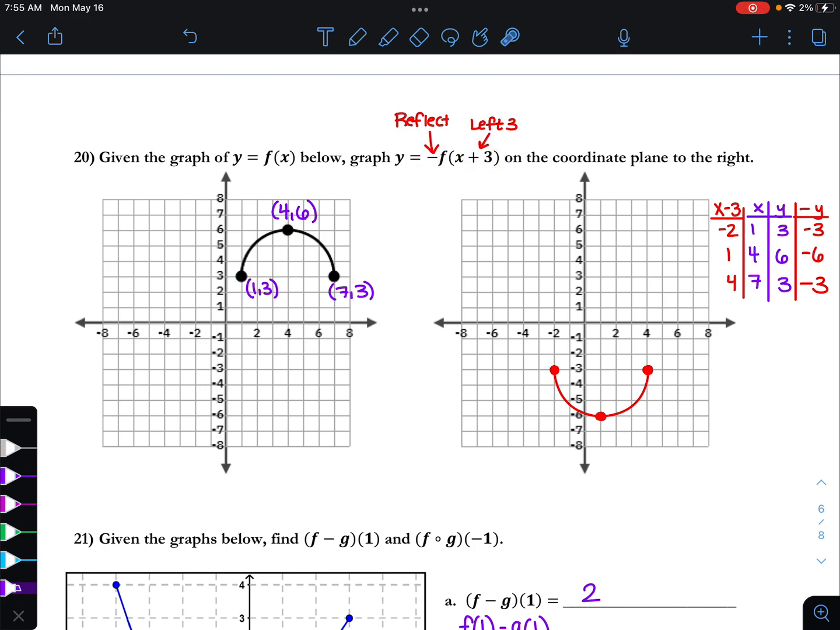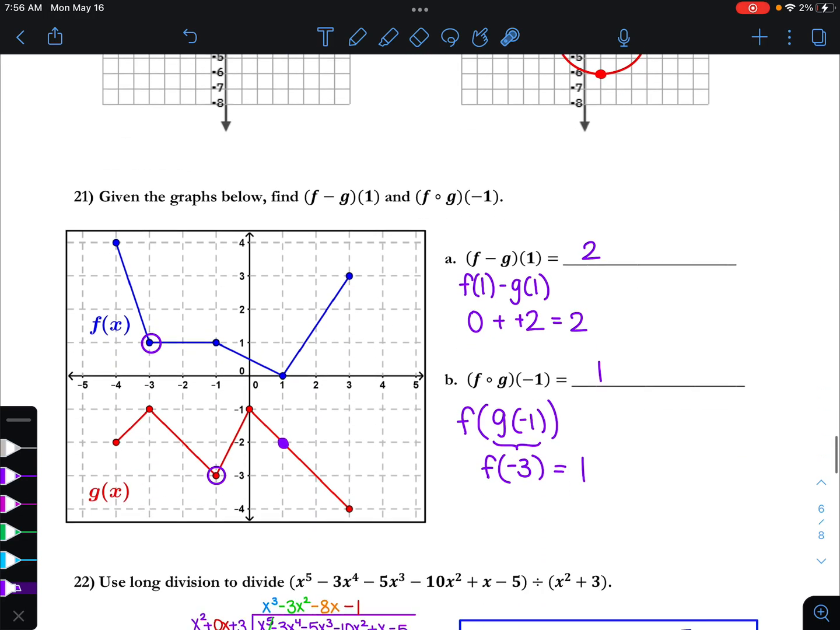So we take these original points and put them in our table of values. And we're going to reflect the y value. So notice we take all of our original y's and multiply them by negative, and then we have to move all of our x values to the left 3. Then we're going to plot the points, (-2, -3) here, (1, -6) here, (4, -3) here. We can make our transformation accordingly.